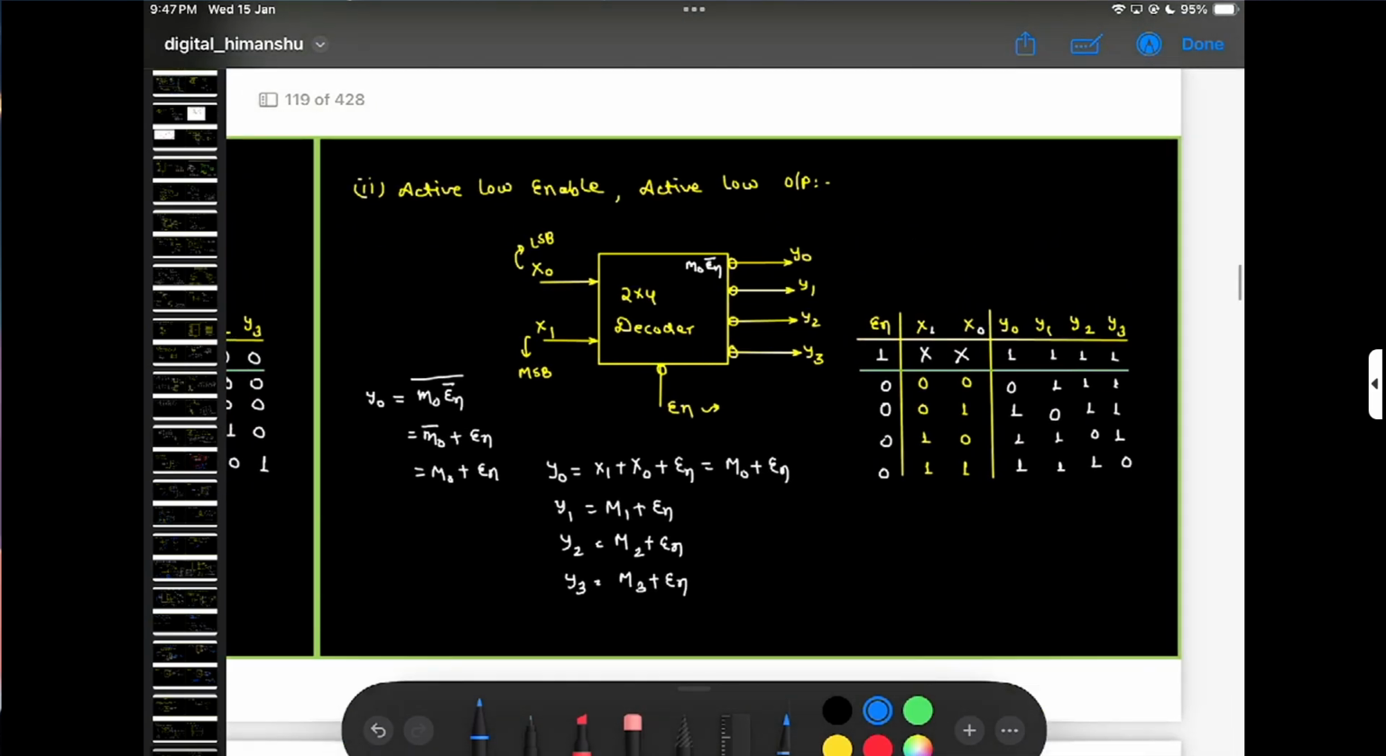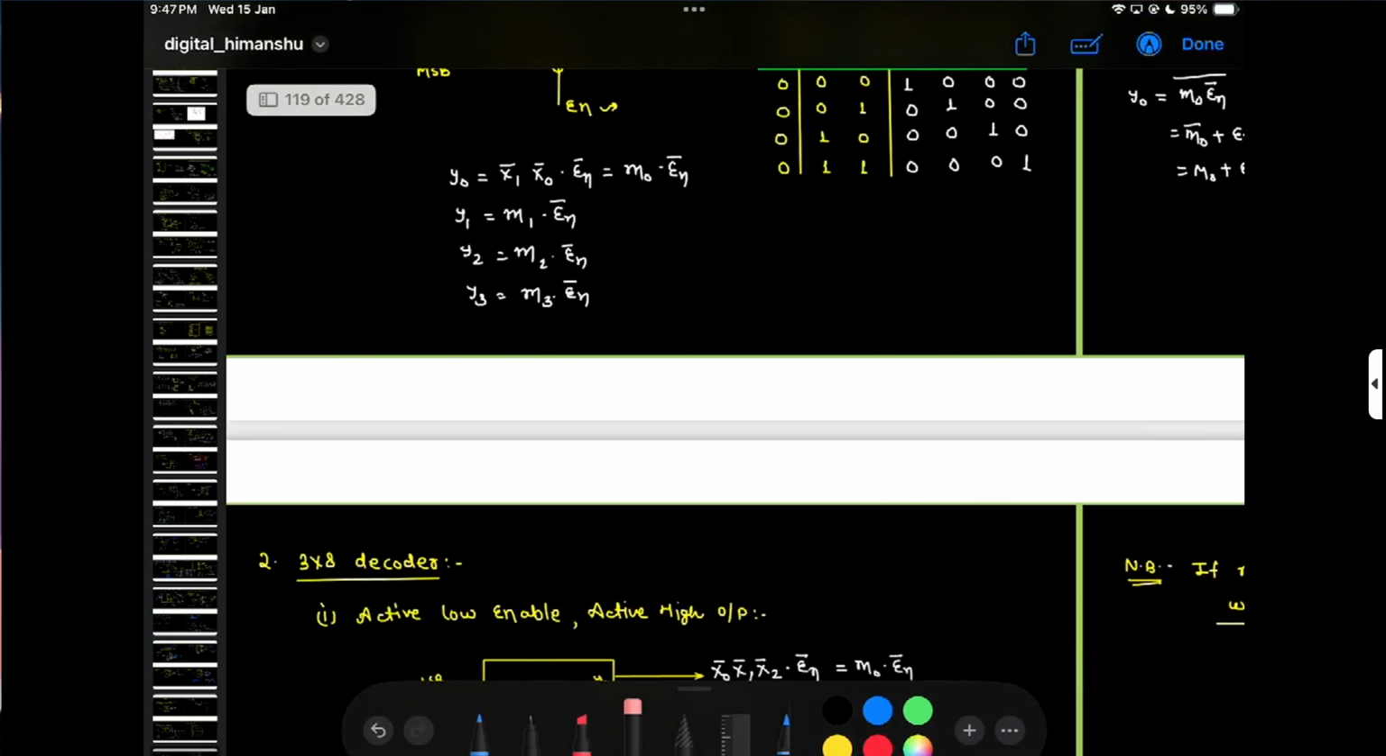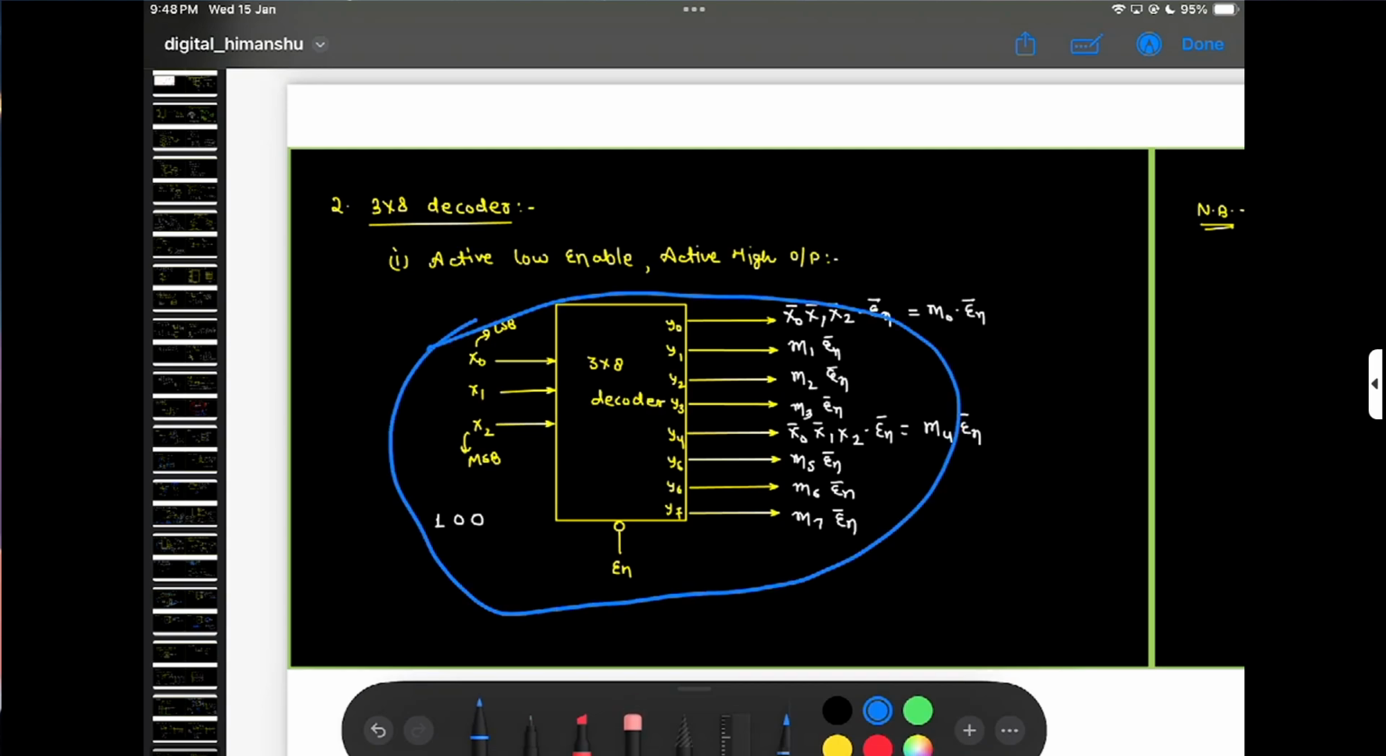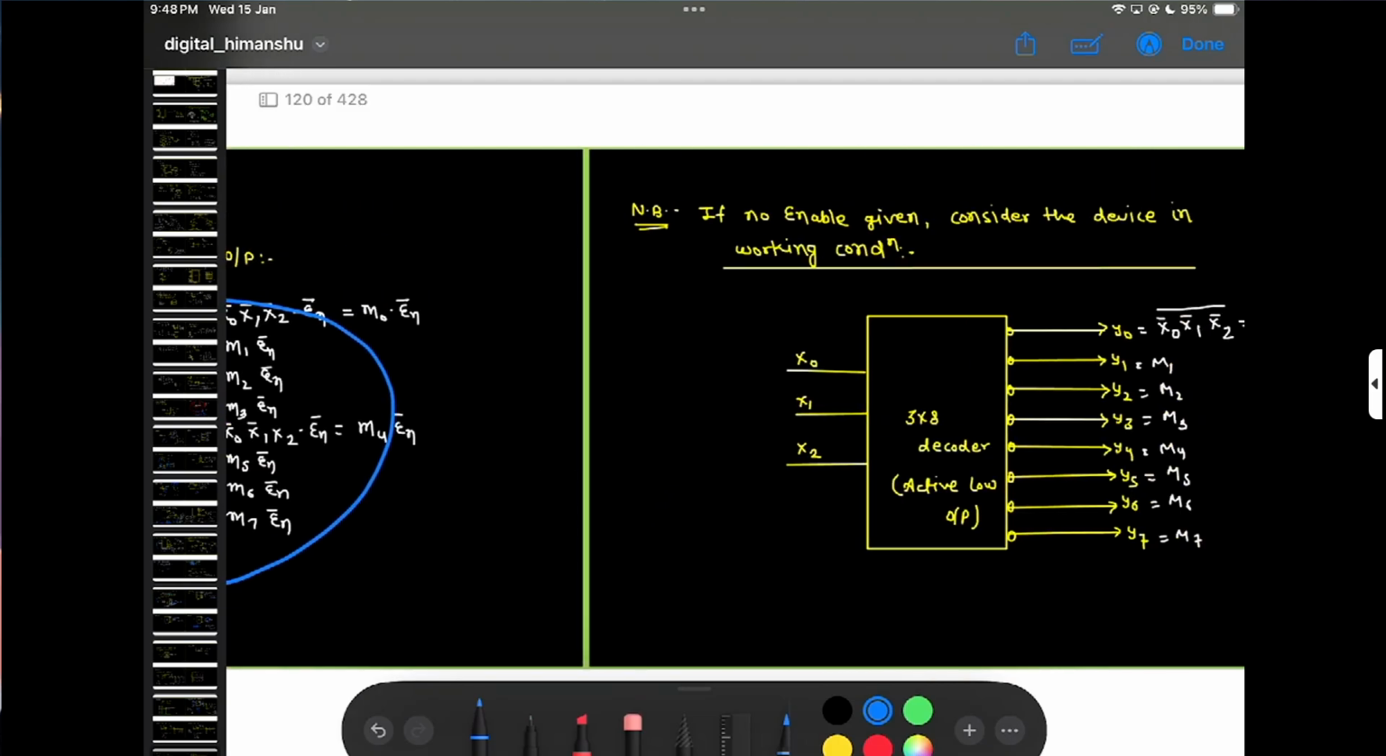Active low enable and active low output. So here there are NOT gates on the enable and on each output. This is my active low output and also active low enable. And this is my 3 cross 8 decoder. Basically, by 8 outputs we can select from 3 inputs.